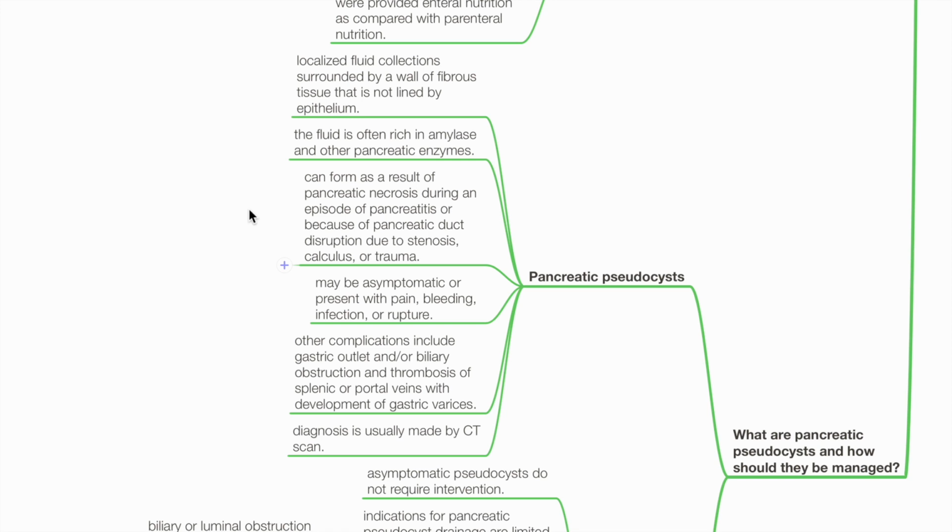The patient may be asymptomatic or present with pain, bleeding, infection, or rupture. Other complications include gastric outlet or biliary obstruction, and thrombosis of splenic or portal veins with development of gastric varices. Diagnosis is via CT scan.